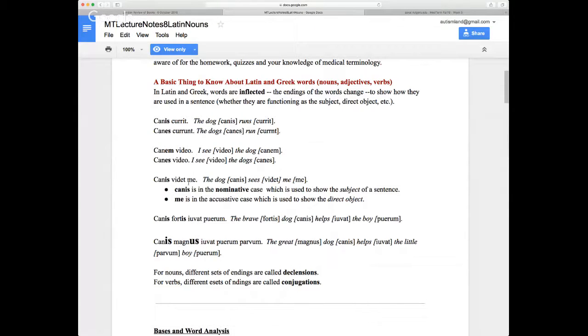The dog sees me. A little bit more Latin grammar. So this is the word for dog. It's in what we call the nominative case. This is the verb, videt, and me, which looks a lot like the English word for me, is what we call the direct object. It's in what is called the accusative case.